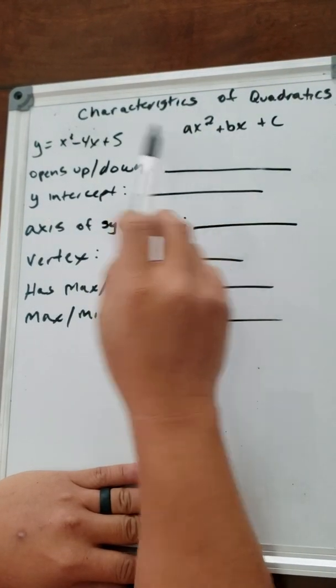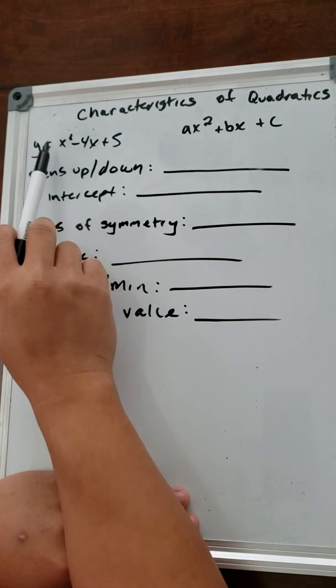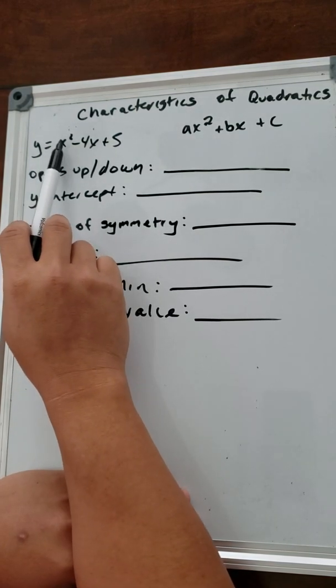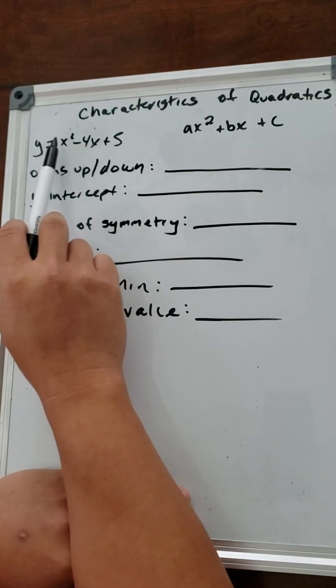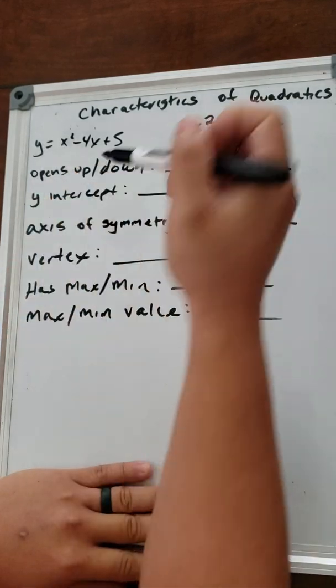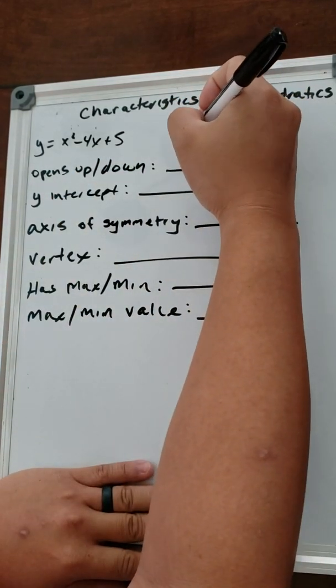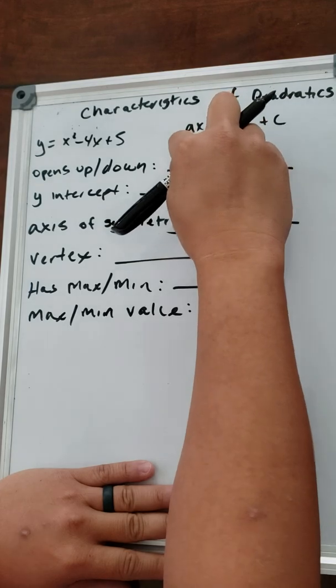Now, a is always going to be the number in front of x squared. So if I look here, what's the number in front of this x squared? Well, there isn't one, so what number can we assume it is? If there's no number, it's going to be a 1. So a equals 1, okay?